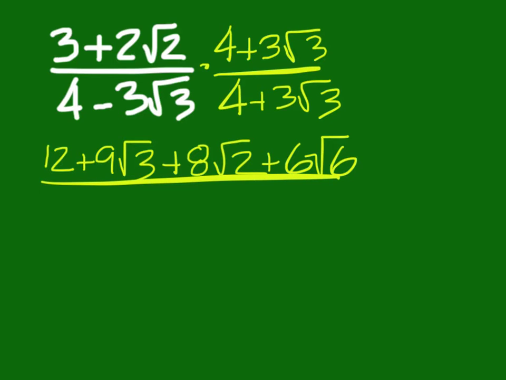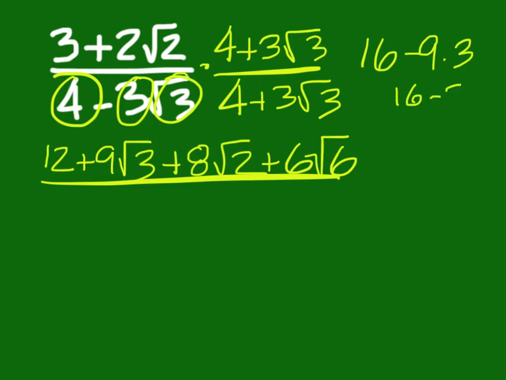On the bottom, it's going to be a difference of 2 squares, so you're going to have 4 squared is 16, and subtract from that the square of this times the square of this. That would be 9 times 3. 16 minus 27 is a negative 11.